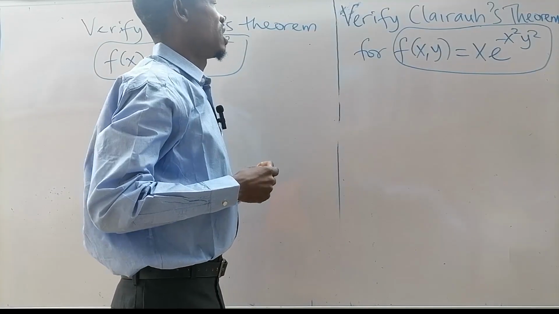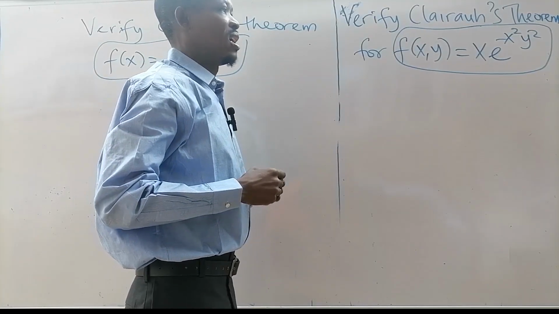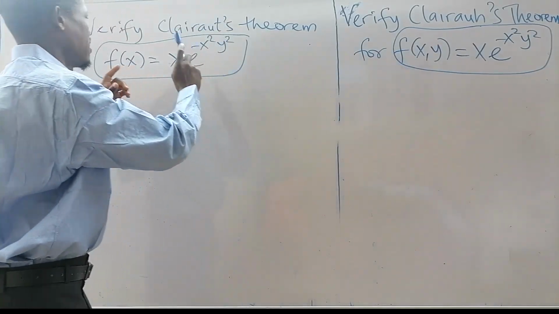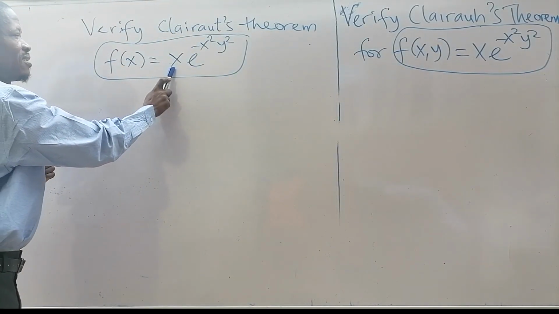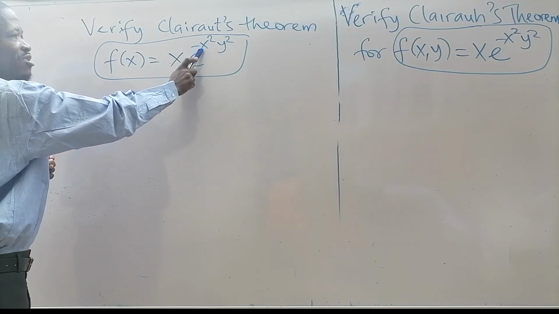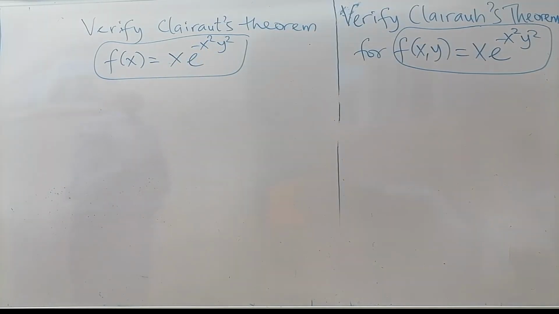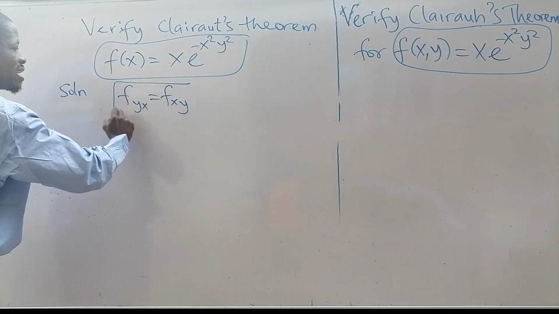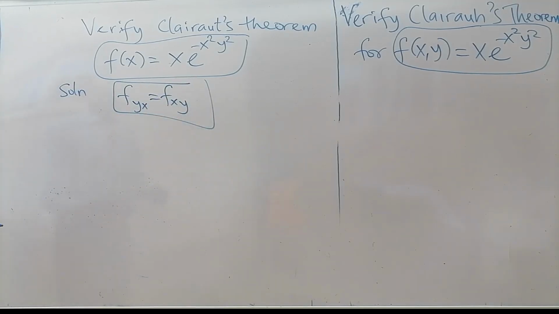We have this question: verify Clairaut's theorem for f(x, y) = x e^(-x²y²). And then you know from Clairaut's theorem, this one must be equal to what? This one. And that's what we want to show.